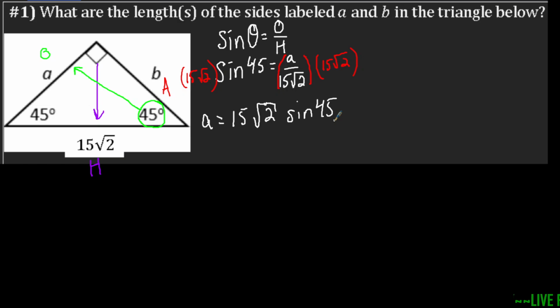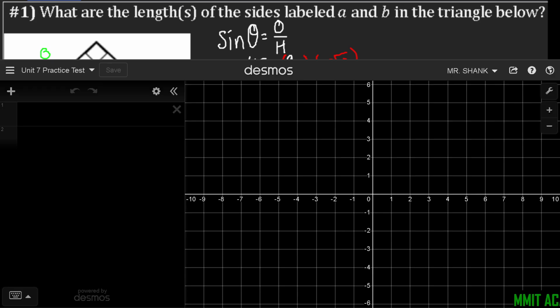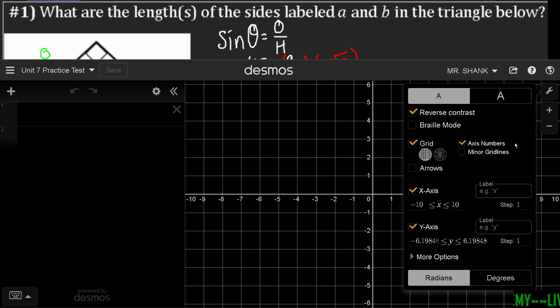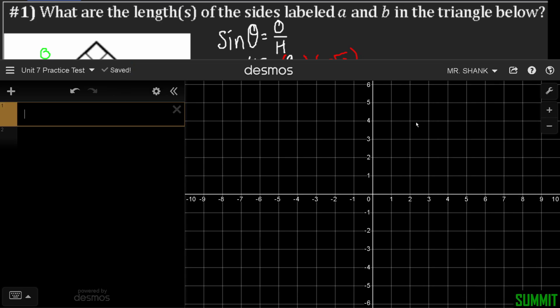So now I can pull up my Desmos calculator. So there's my Desmos calculator, and I need to type in what I am looking for. But actually, before that, since we're working with our trig ratios and our right triangles, the first thing you need to do is make sure you change your calculator to degrees. So I'm going to go up to the graph settings, that little wrench in the top right. I'm going to click on that and change it to degrees. And so now I have my calculator in degrees, so I can calculate what I need.